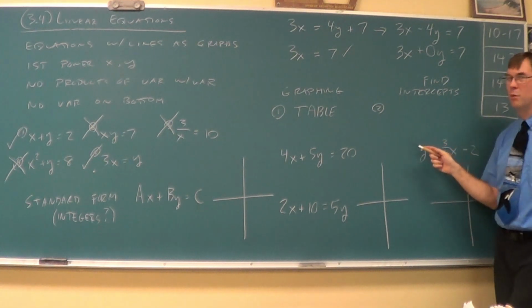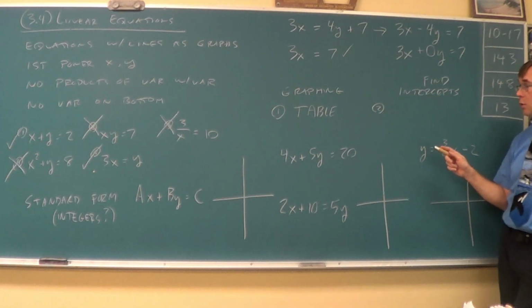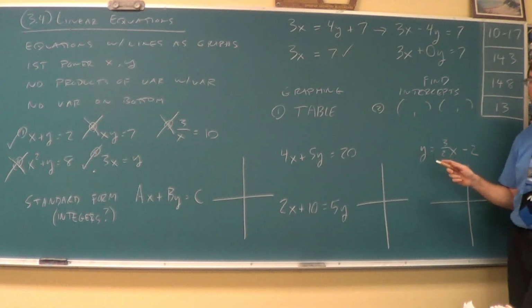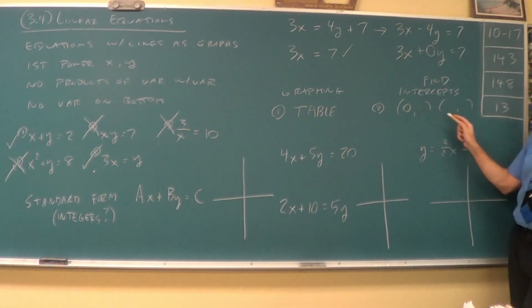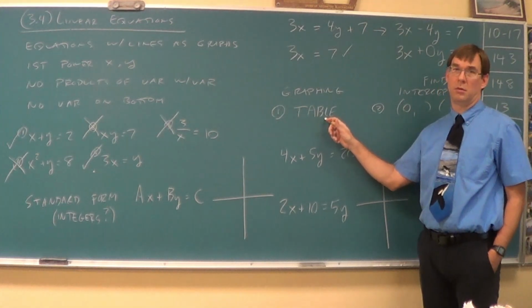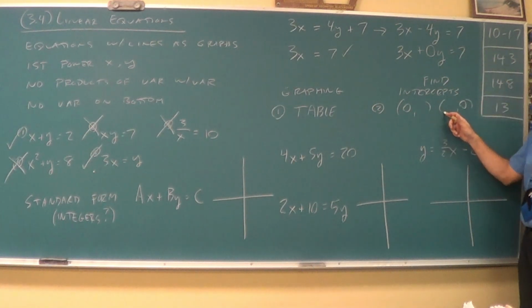Does anybody remember what the intercepts are? It's where we touch the x-axis or the y-axis. What's going to be true about the ordered pairs of intercepts? One of them is going to be 0. So sometimes I think it's a lot easier to find the intercepts than it is to make a table. Is it ever wrong to make a table? No. Okay, but sometimes I think it's easier to find intercepts.